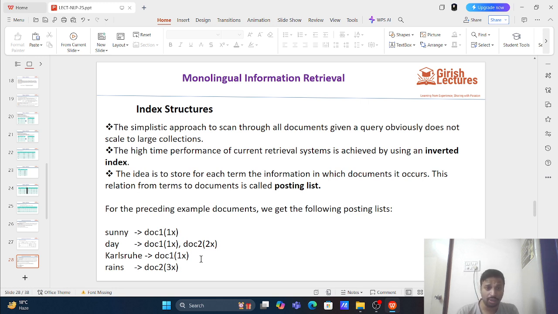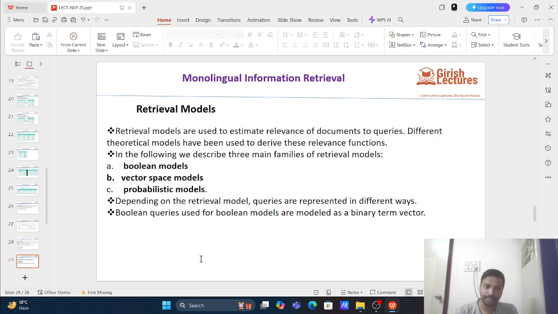Okay, and it is also very important to have an inverted index as well. This inverted index will also tell us how many times we are referencing a particular term. Okay, so this is how you can use your index structures.